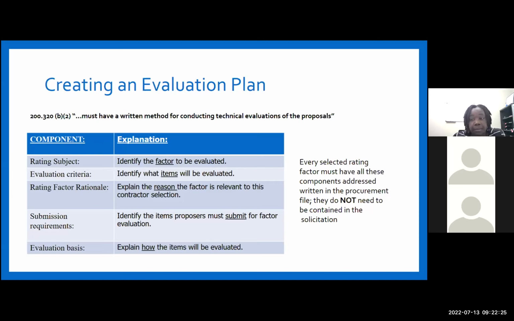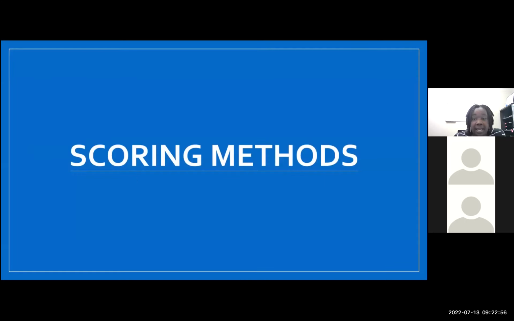So for each component, you need to have a plan on how to rate each subject. For the rated subject, you need to identify which one you're going to evaluate. Identify the items you want to be evaluated. Explain the reason the factor is relevant to this contractor selection. Identify the items proposals must submit for factor evaluation, and explain how these items will be evaluated. And now we're going to discuss scoring methods.